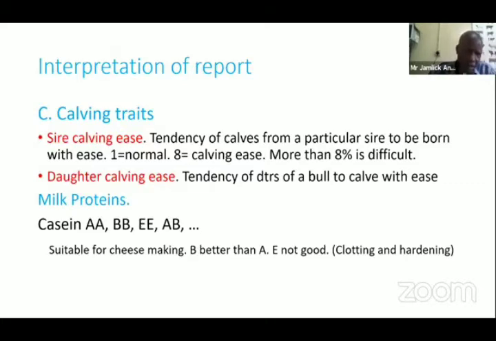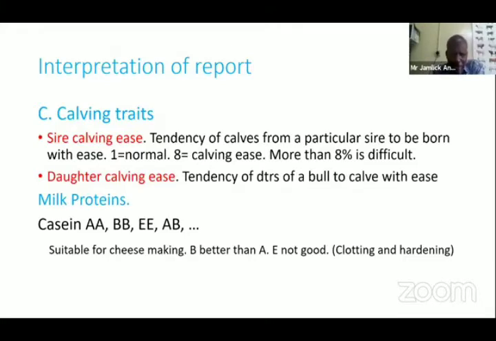So a 1 would stand for a normal calving. Up to 8, you'll find it's a normal calving. But anything above 8, you have to be suspicious. There are chances that you end up with difficulties, unless you have used it on a good sizable, big animal. So anything above 8, as an expert I'm saying, don't use it on heifers. But for mature cows, yes, even if the calving ease figure is more than 8.